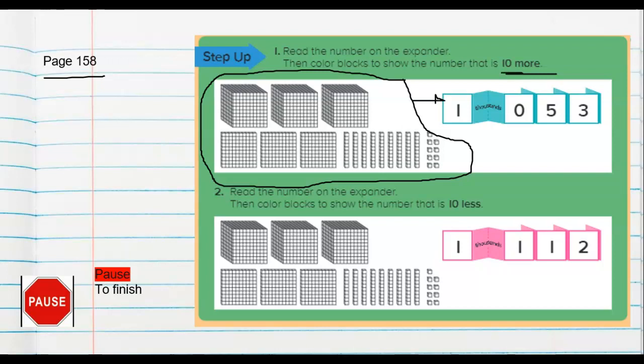1,053. All right, so we want to add 10 more. So what place value do we look at? The tens place. And if I add 10 more, what does this number become? A 6. So what would I color in over here? What number? 1,063 is 10 more than 1,053. You're going to color in this number here, and I'm going to let you all do that.